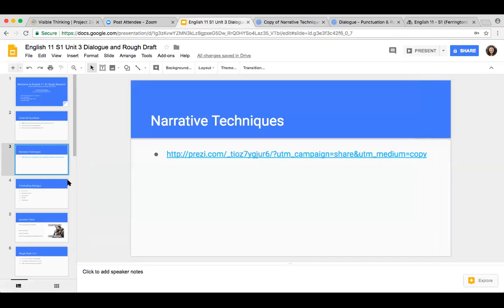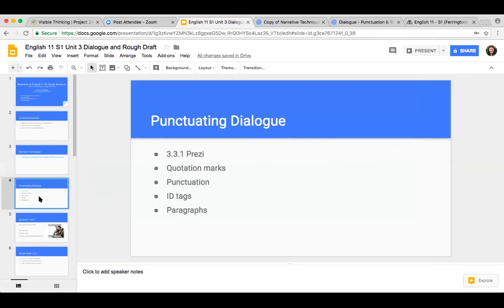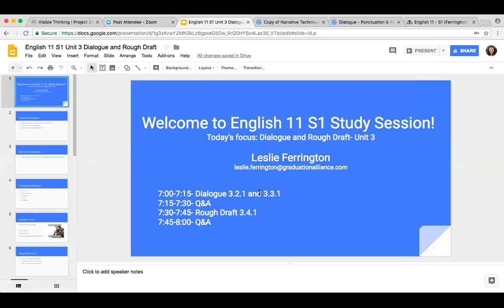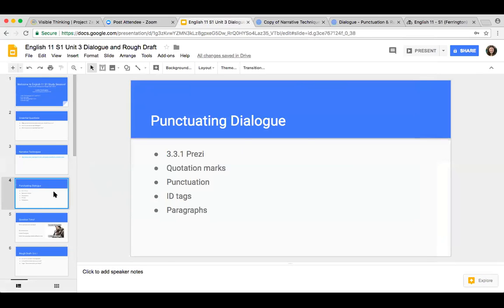Okay, so that's it for narrative techniques, but you need to make sure that you include all those things in your story. The next small assignment: narrative techniques is actually assignment 321, and the next one, punctuating dialogue, is 331. These are both shorter assignments. They are the little soft chalk assignments where you answer the questions and get your answers right away, so they're auto-graded, but they are both going to be important when you're actually going to write your essay.